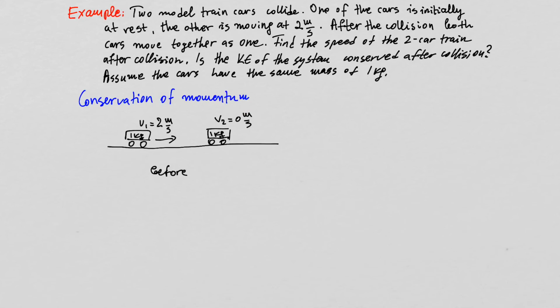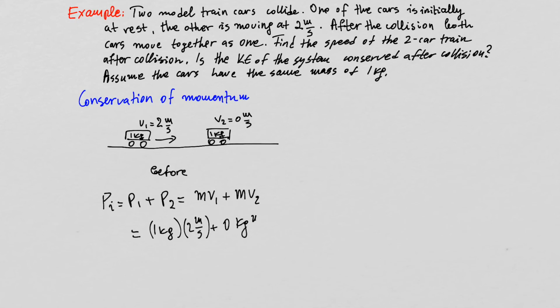So what is the initial momentum of this system? The initial momentum will be equal to the momentum of the first car plus the momentum of the second car, which is equal to mv1 plus mv2, which is equal to 1 kilogram times 2 meters per second plus 0 kilogram meters per second. So that gives us the initial momentum to be 2 kilogram meters per second.